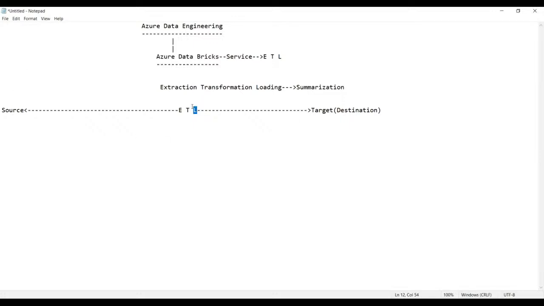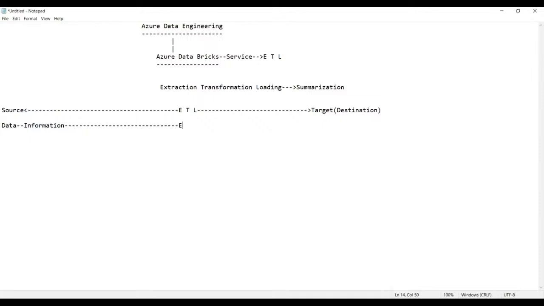In the same way here also, we perform the extraction, transformation, and loading between the two. What are they? Source and target. The source consists of data. Data means what, guys? Data is nothing but information. So we pick up the required information from the source, that is called extraction.